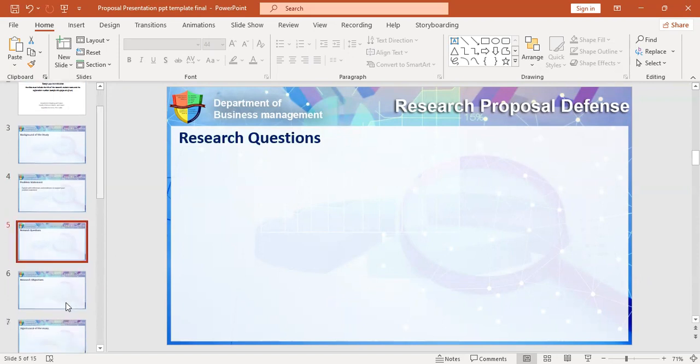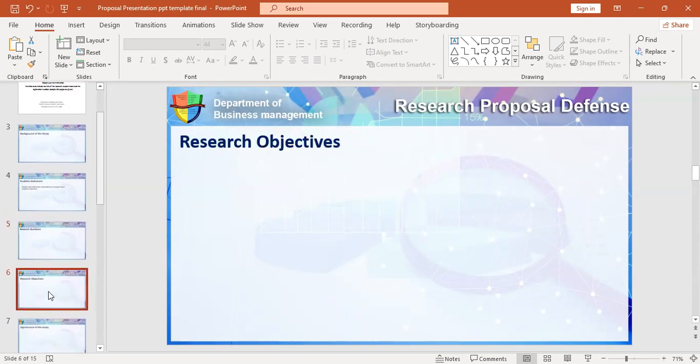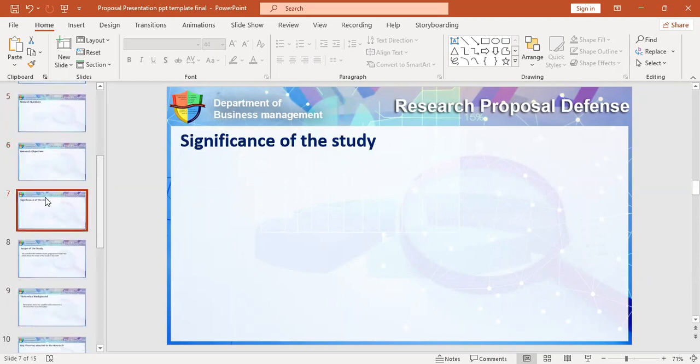Research questions, and then you have to mention research objectives. Significance of the study is the next slide. And here you must emphasize why your research is important. What are the benefits that society or the field or the industry can have after completing your research? So why your research is important is the thing that you must discuss here.